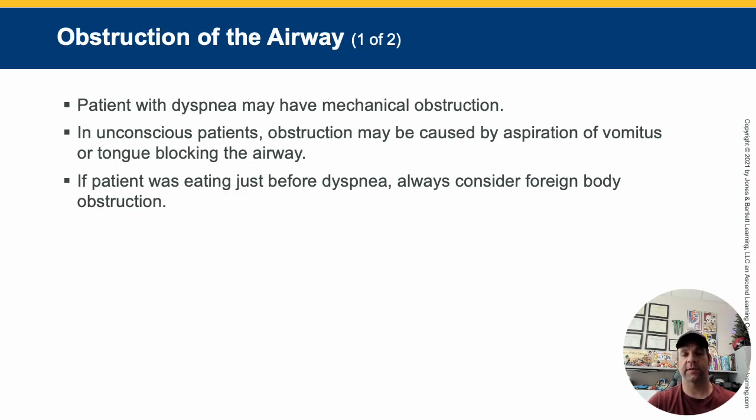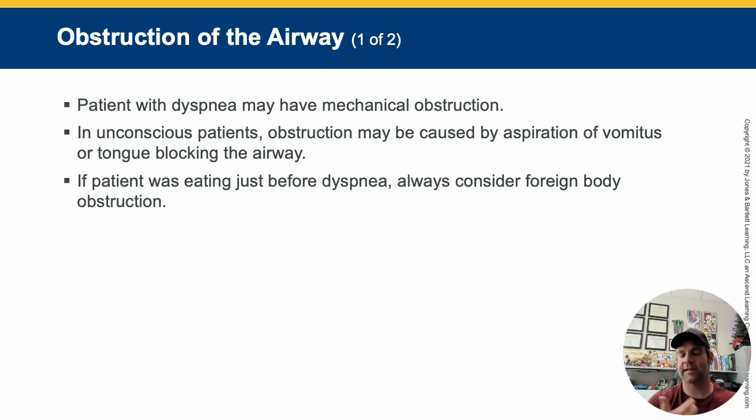Now, one of the more critical and time-sensitive emergencies you're going to encounter is going to be an airway obstruction. So when a patient presents with shortness of breath, difficulty breathing, you must always consider the possibility of a mechanical blockage of the airway. In our unconscious patients, this might be due to the patient's tongue falling backwards and blocking the oropharynx, or the aspiration of vomit. For our conscious patient, the obstruction is often due to a foreign body, like food, for example.